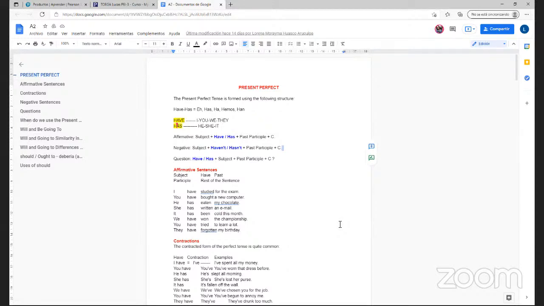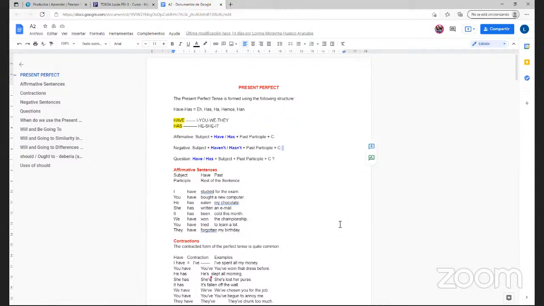So we can use contractions. For example, I have, the contraction is always the subject, apostrophe, ve, okay? And with third person, with has, the contraction is similar to verb to be: he's, she's, it's, okay? But how are you gonna recognize that it is not verb to be and it is present perfect? Could you answer me, please, Lucas? Maybe because of the past participle.